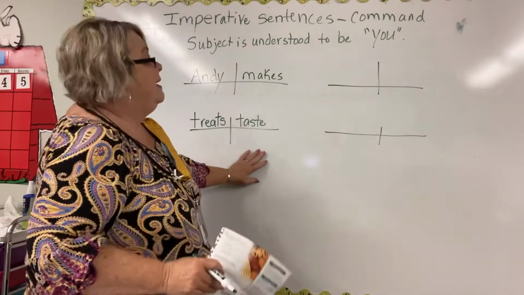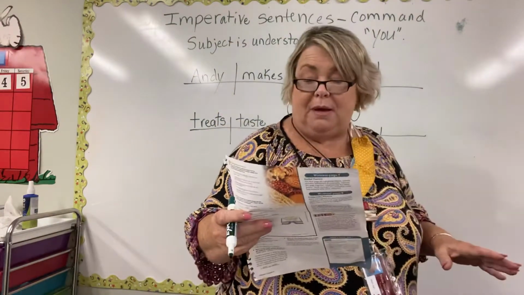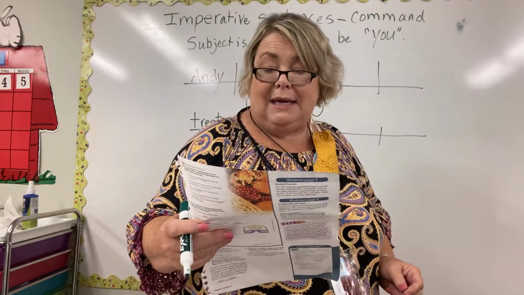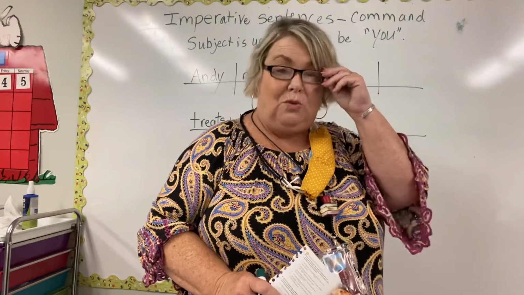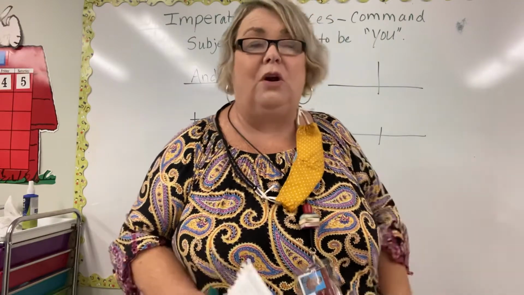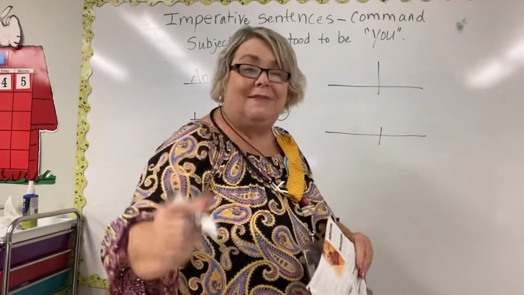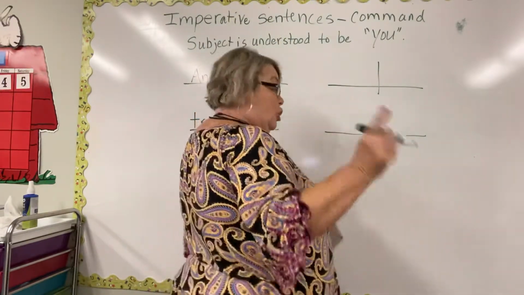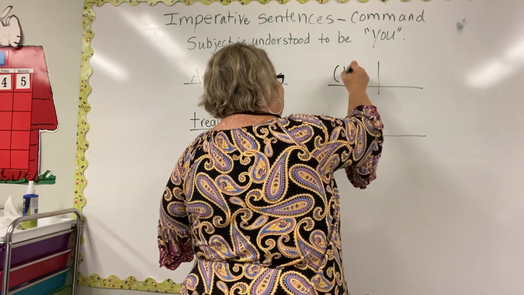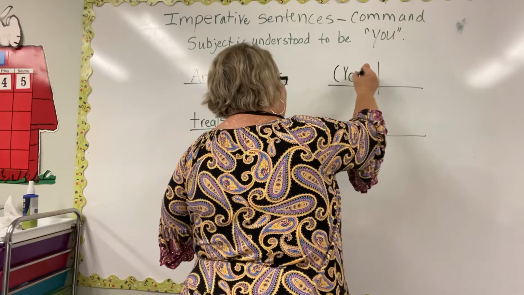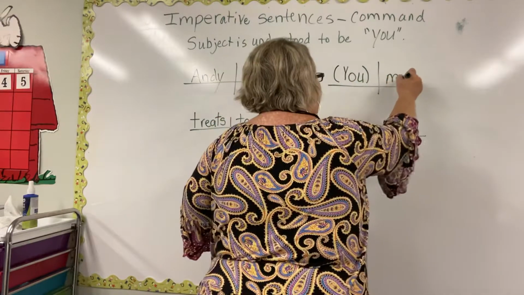Now, in imperative sentences, which you have right there at the bottom section of the top box, make some marshmallow treats. Make is a verb. That's an action word. Our sentence is beginning with an action word, but something has to do the action. And in this case, we understand that something to be you. You make. So when the word you is not in the sentence, and we understand it to be the subject, you put it inside of parentheses, you make.